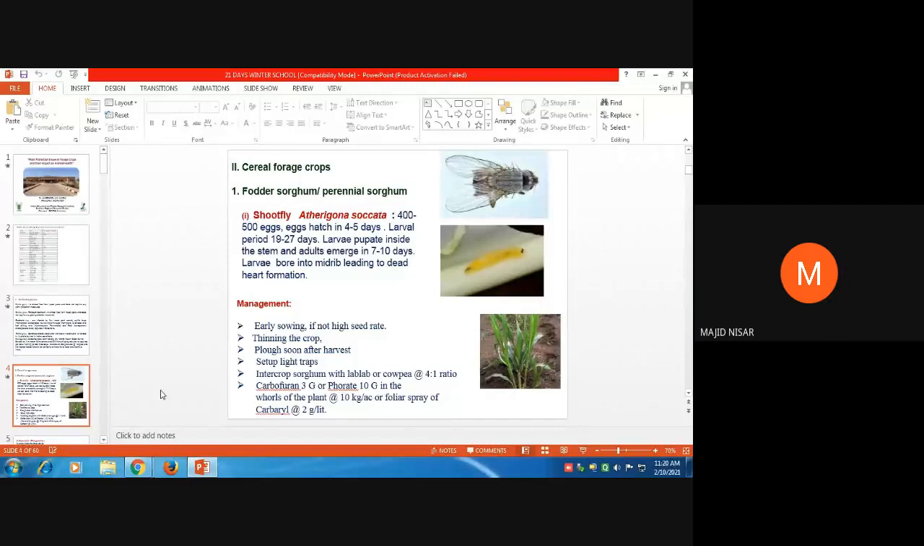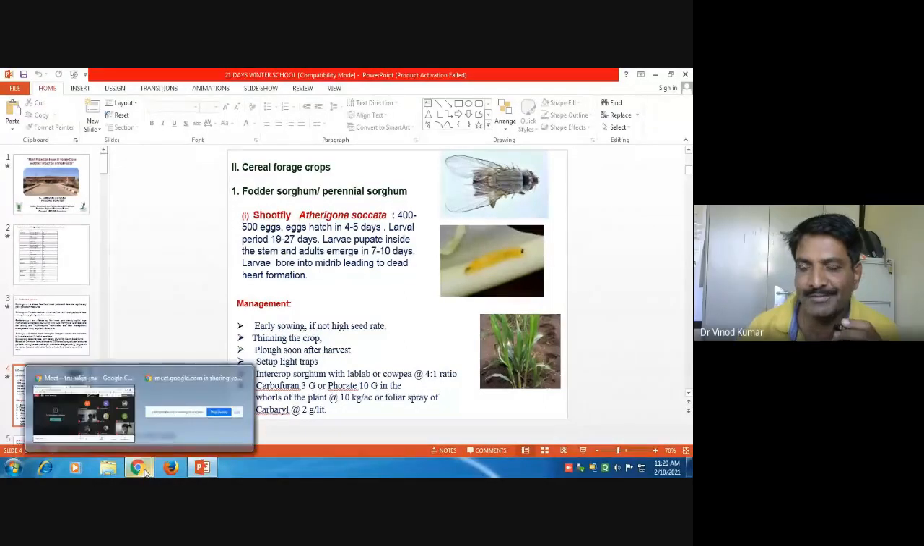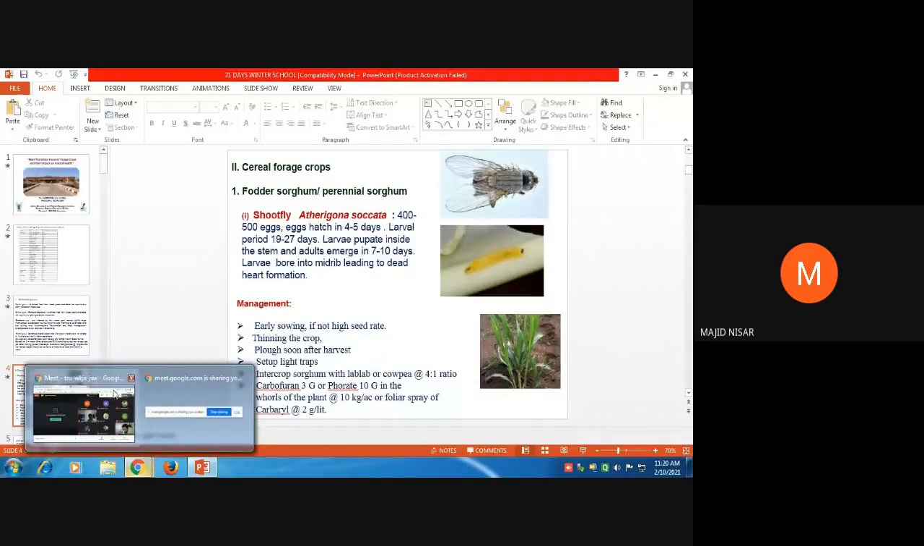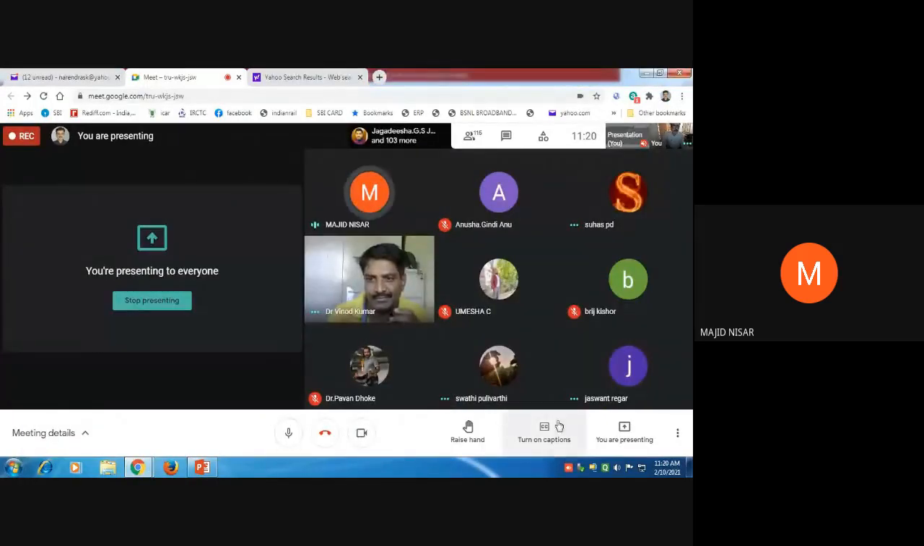Okay. Source of his audio is being changed automatically. So what can we do? You go to meet? Yes, again. Yeah, just a second. Can you click at the top this camera icon?